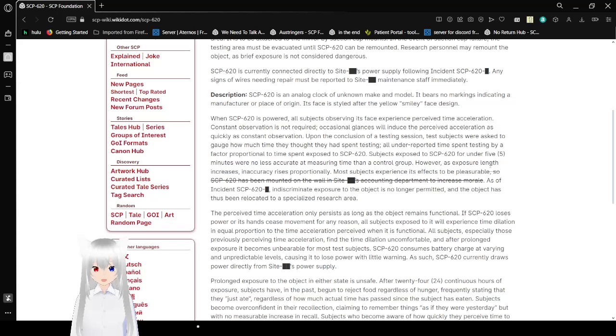Description: SCP-620 is an analog clock of unknown make and model. It bears no markings indicating a manufacturer or place of origin. Its face is styled after the yellow smiley face design. When SCP-620 is powered, all subjects observing its face experience perceived time acceleration. Constant observation is not required. Casual glances will induce perceived acceleration as quickly as constant observation.